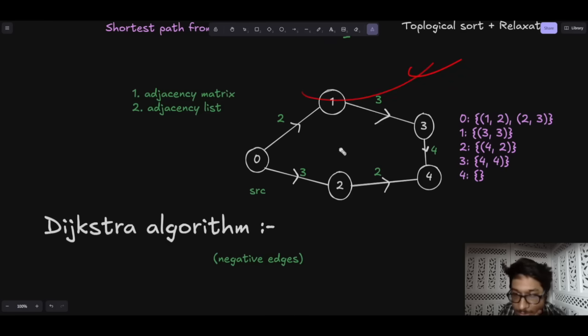What does this and this mean? From 0 to 1, I have an edge of 2. Essentially, this is a shortest path problem, so you can term this as the distance. 0 to 1, I have a distance of 2.